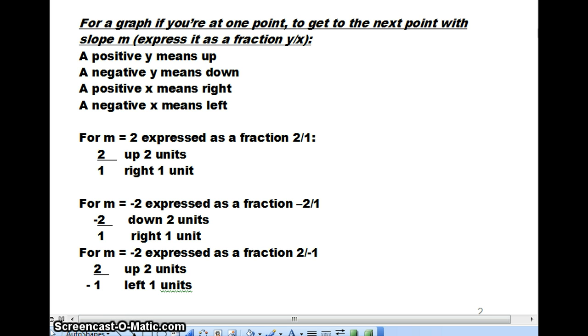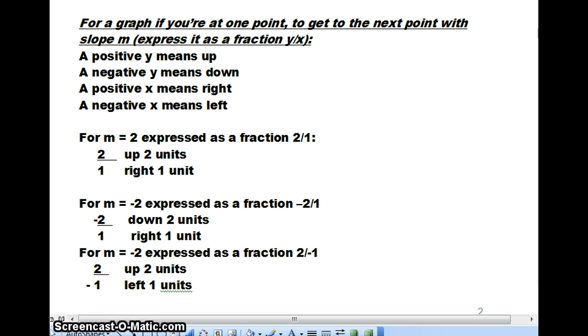So let's take a slope of m is equal to 2. If we express that as a fraction, it's 2 divided by 1. So if we're at a point on the graph, a slope of 2 means that we would count straight up 2 units and then we would move right 1 unit. That would be a point on the same line. To get to the next one, we would do the same thing. From where we were, we would go up 2 and right 1.